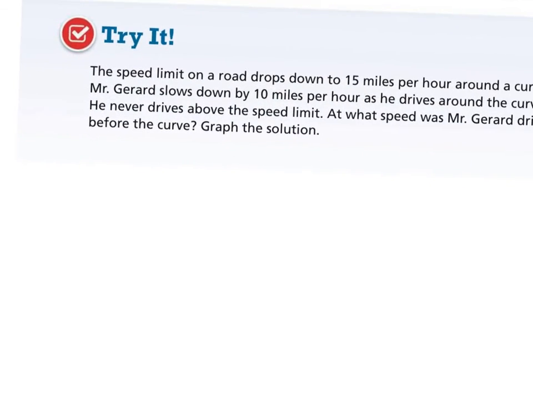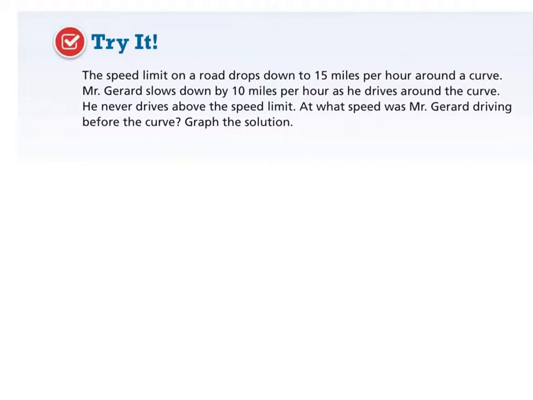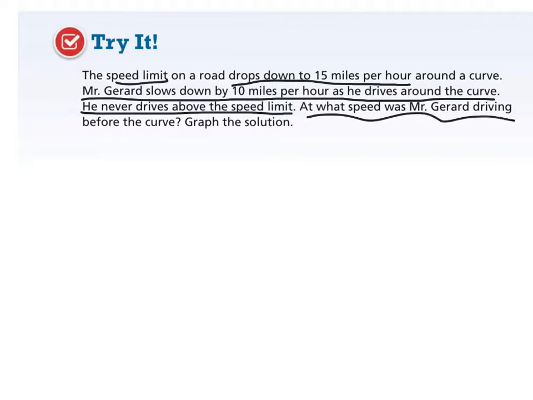So the speed limit on a road drops down to 15 miles an hour around a curve. Mr. Gerard slows down by 10 miles per hour as he drives around the curve, and he never drives above the speed limit. At what speed was he driving before the curve? And graph the solution. So obviously we could figure this out. If it dropped down to 15, he slowed down by 10, we could think about what speed he was actually going before the curve.